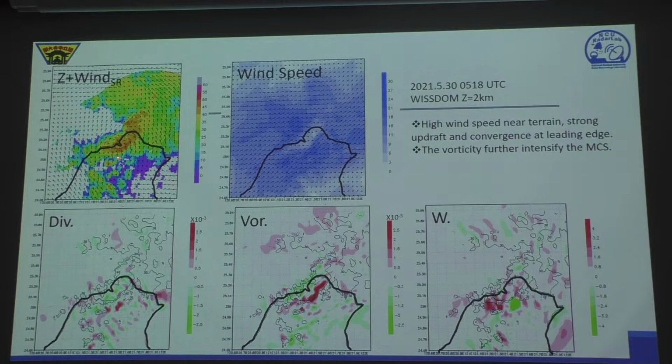We want to understand how the kinematic field changes. So using the Winston result, we can calculate the divergence field, vorticity, and vertical velocity.